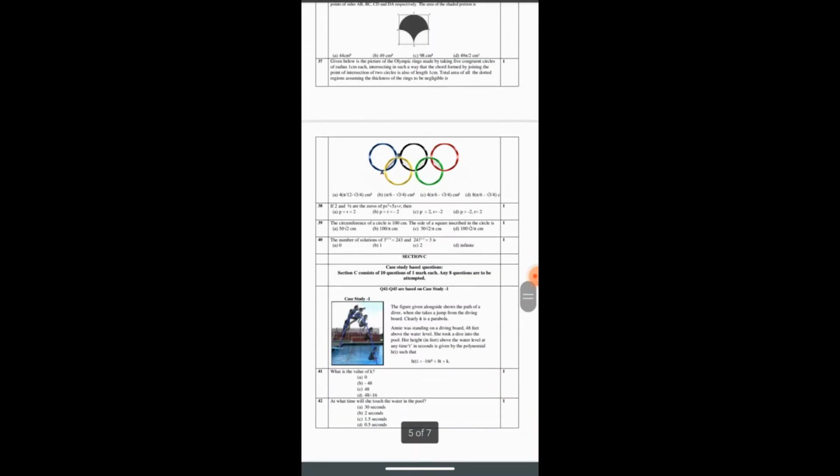In section A, we have 20 questions of 1 mark and you have to attempt only 16 questions. So question number 1 to 20 are of 1 mark and we have to attempt any 16 questions. So there are 4 extra questions given. In section B, there are again a total of 20 questions and again you have to attempt any 16 of them.